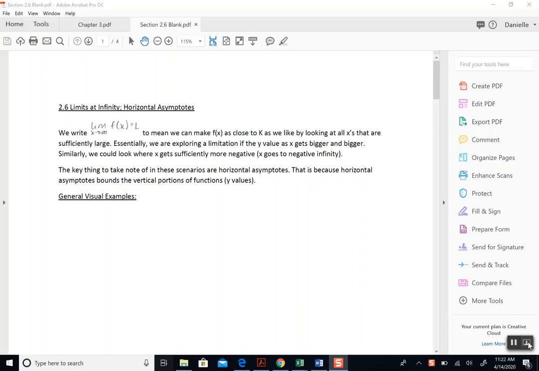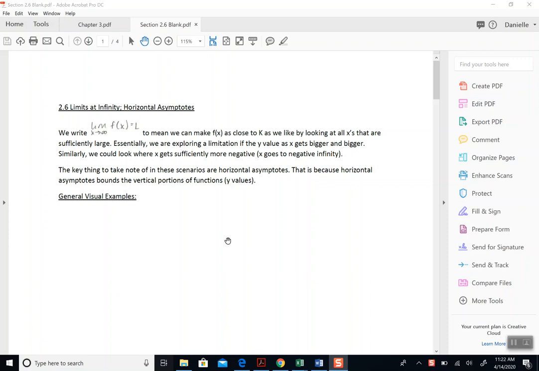So this section will be somewhat similar to section 2.3 in that we're going to have to really rely on our algebra and our prerequisite skills, and it also adds one little part to horizontal asymptotes. So when you recognize horizontal asymptotes, it can be helpful for these types of questions as well. All right, so let's get into it.